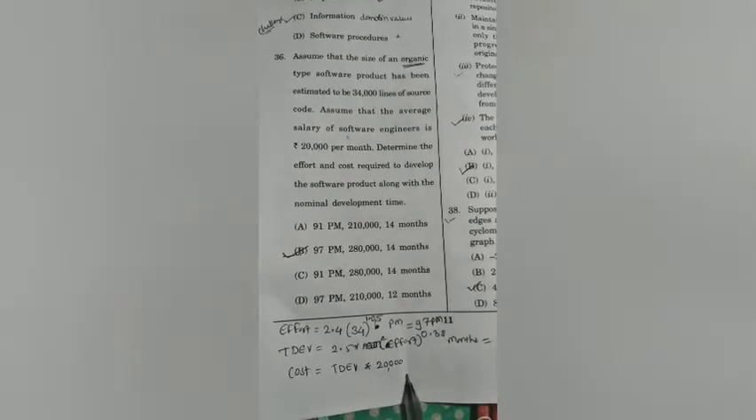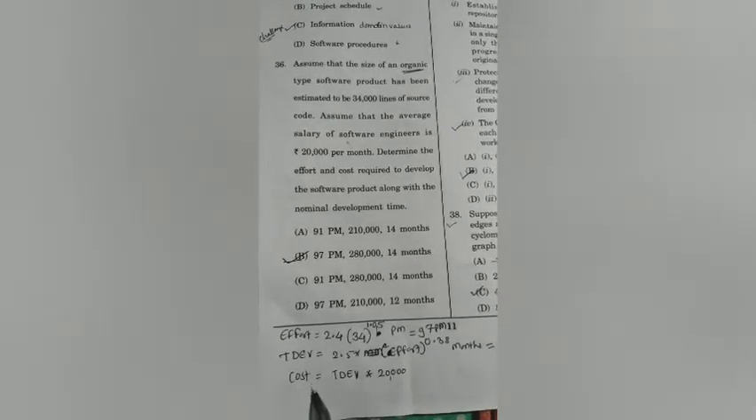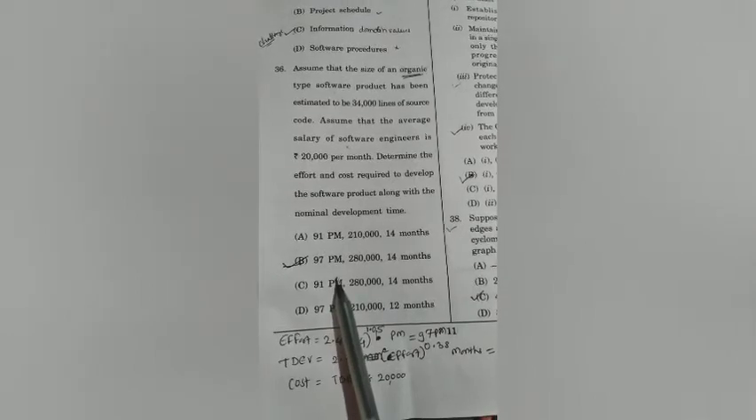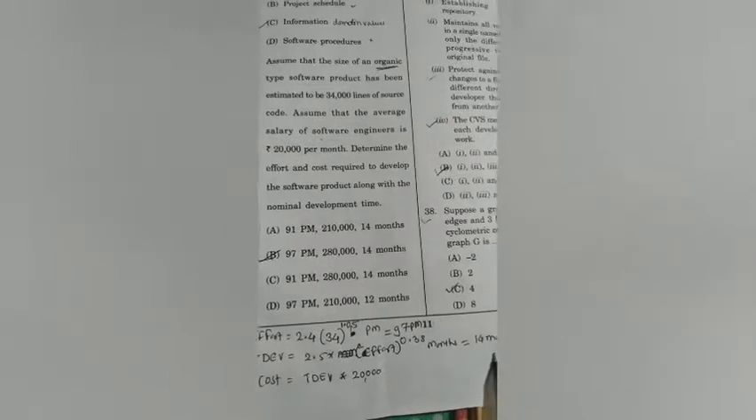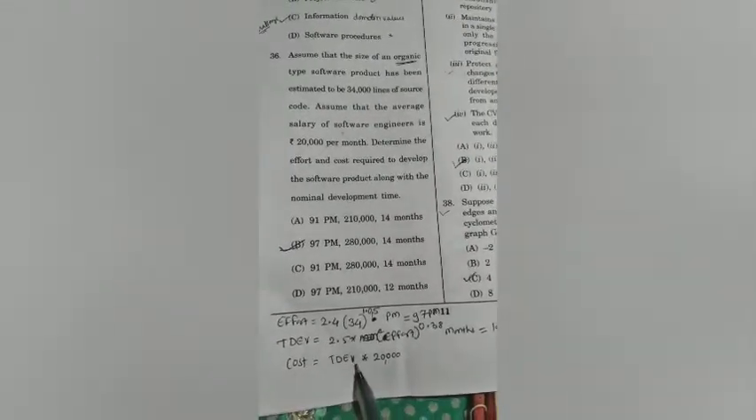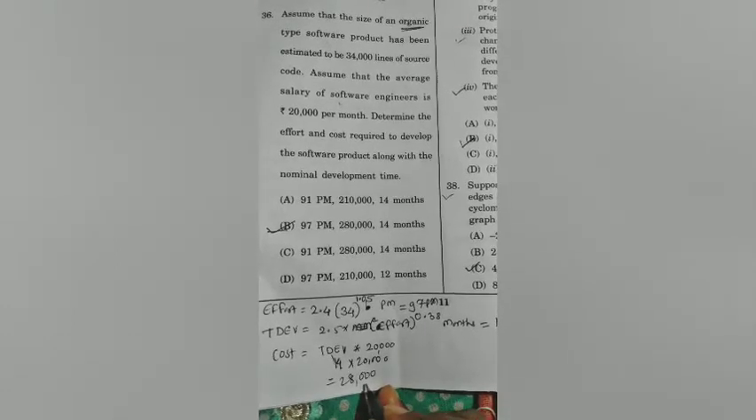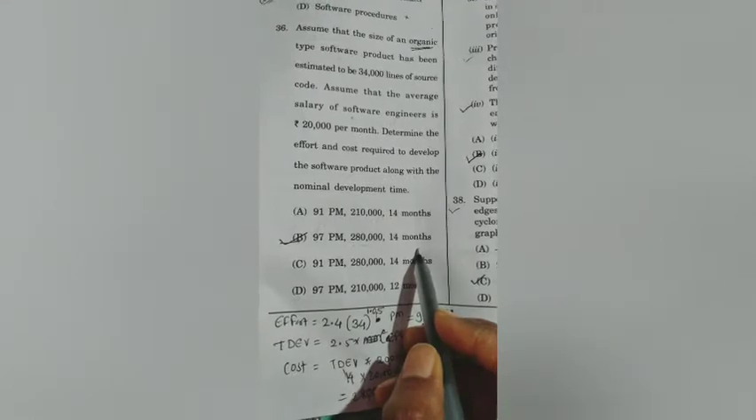Then after solving this, you have to find out the final cost. The cost equals development time into the salary, given as 20,000 per month. Now we have effort. After solving this, you will get it as 97 pm. After solving this, we will get the months as 14 months and the cost as 14 into 20,000, 280,000. So option B is the correct answer of 36.